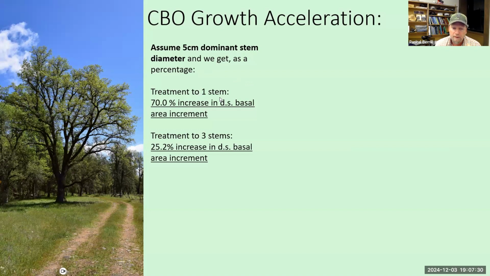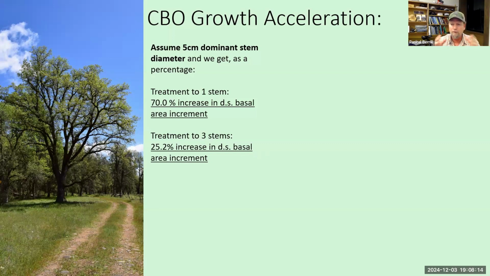The treatment thinning down to just 1, the best stem, resulted in a 70% increase in the dominant stem basal area increment. So that is how much wood essentially got put down, or grown, or carbon sequestered, whatever. How fast that single stem grew. There was a 70% enhancement in wood accumulation on that 1 stem, because it was the only stem on the clump. If we thin down to 3 stems, we saw a 25% increase in basal area increment among those 3 stems. So yes, thinning down to leave 3 stems did result in an enhancement in diameter growth.